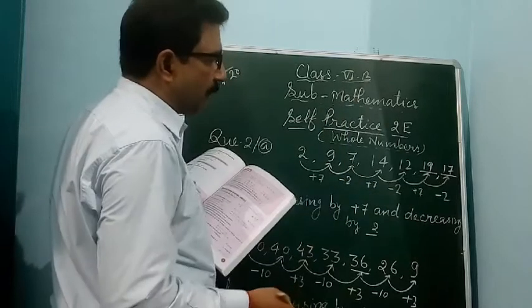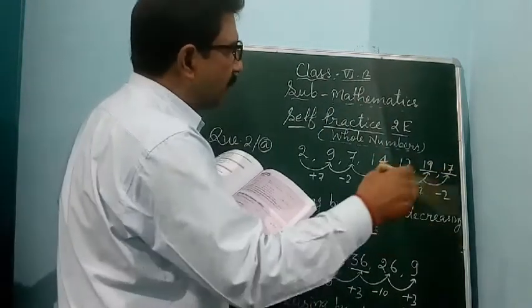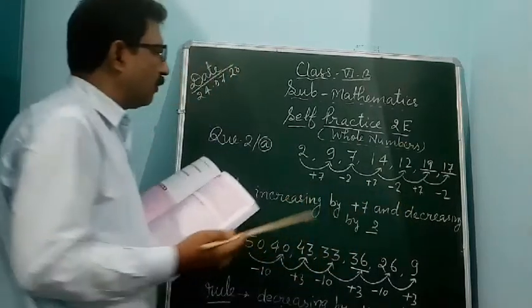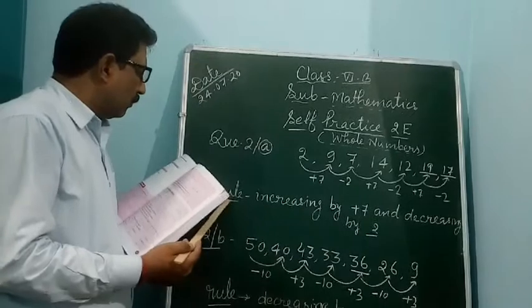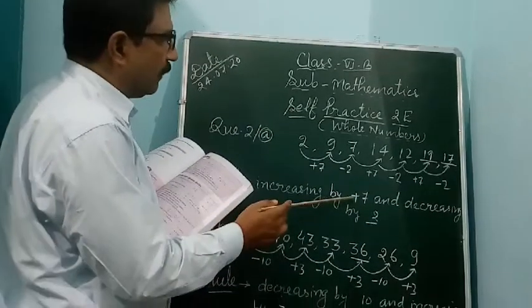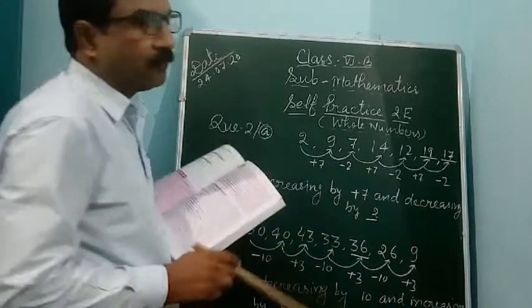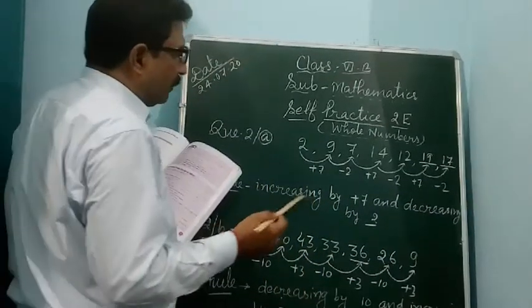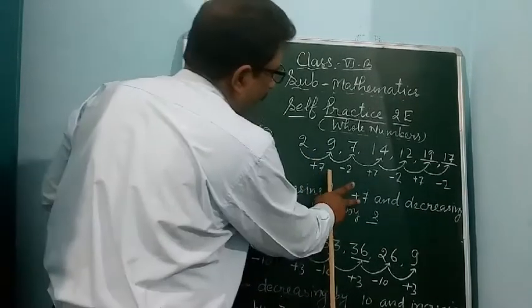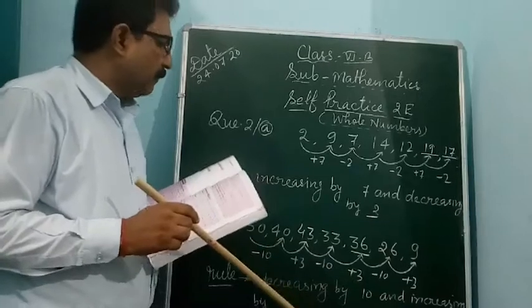What will be the next number? Again 17 plus 7. This way you can follow the pattern and rule. What will be the rule? Increasing by 7 and decreasing by 2. You can write 7 or plus 7, no matter.